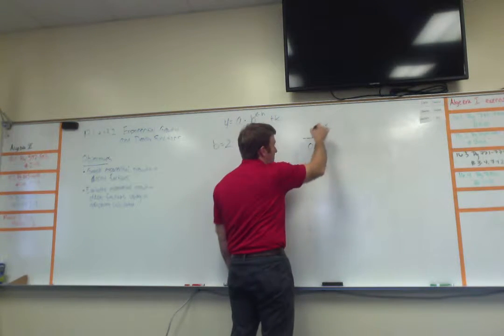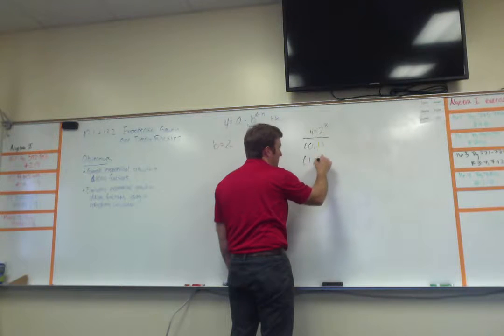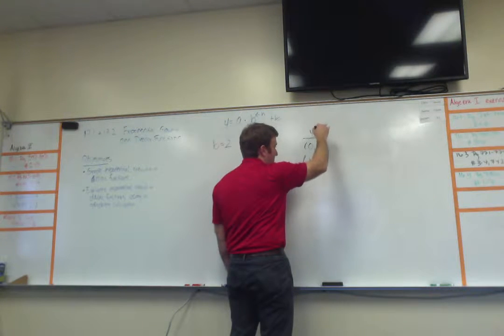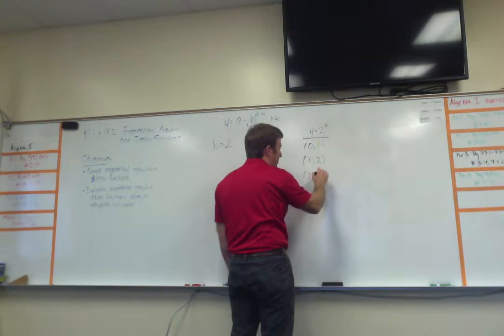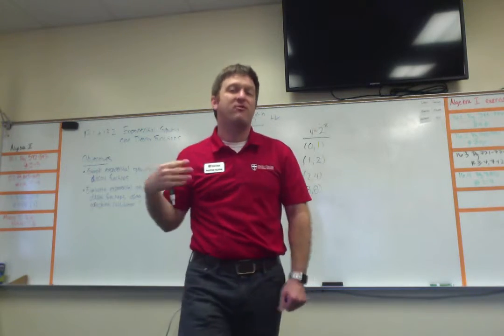Your first point would be, plug in a 0 here, anything to the 0 power is 1, so it'd be 0, 1. Then you'd have 1, 2, because 2 raised to the first power is 2. Then you'd have 2, 4, because 2 squared is 4. Then you'd have 3, 8, and so on. Okay? So those are our reference points.